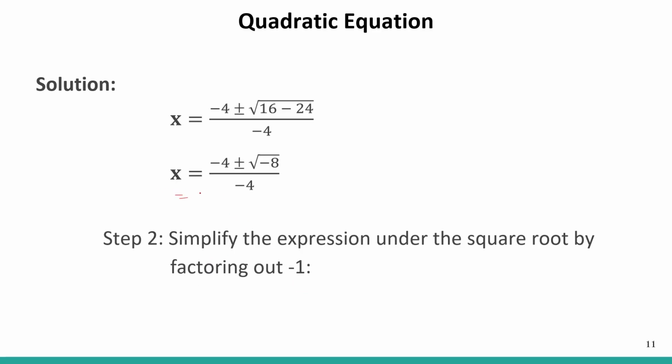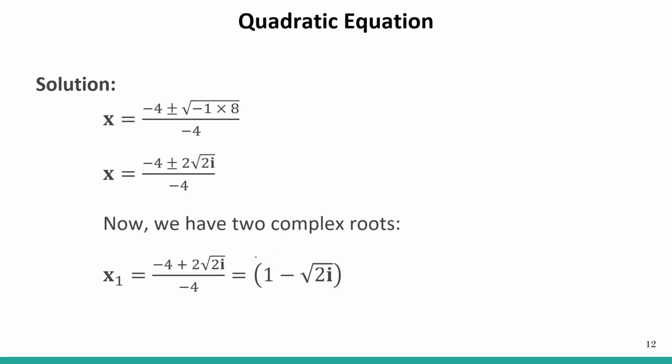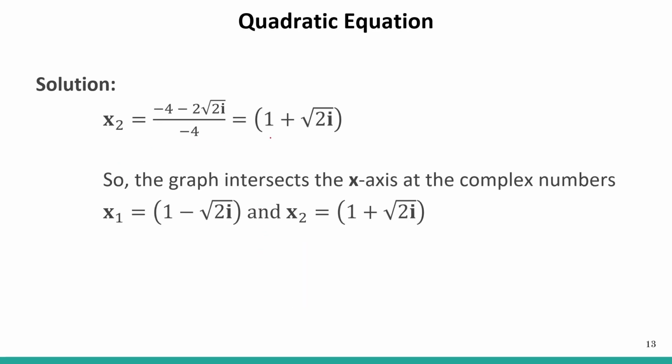So x will be equal to what? Minus 4 plus or minus root over of minus 8 whole by minus 4. So this is equal to what? Minus 4 plus or minus 2 root minus 2, right? So whole by minus 4. Okay. So what we are left with is x1 is equal to 1 minus root 2i and x2 is equal to 1 plus root 2i. So the graph intersects the x-axis at the complex numbers this and this.